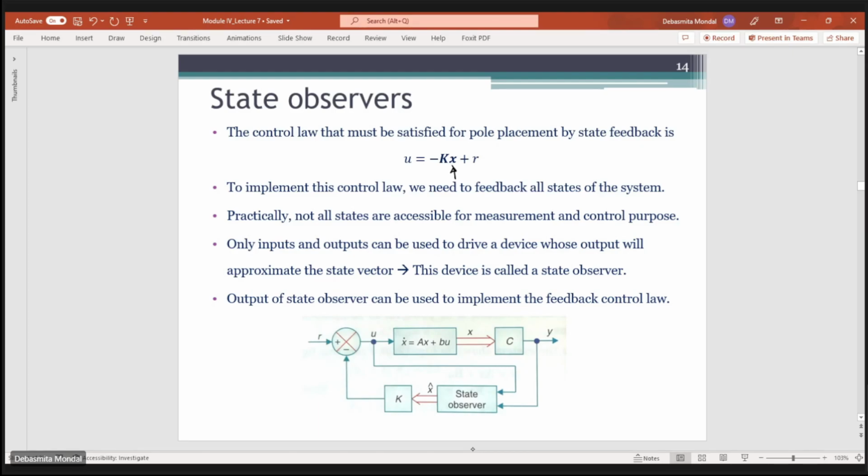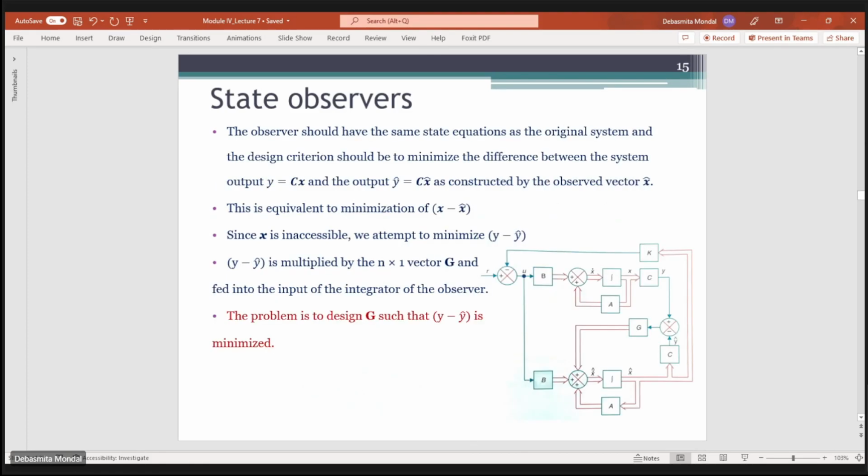We don't have information about the state variables, so we use the output of the system. Using the input and the output of the system, we will try to estimate the value of the state vector. The observer should have the same state equations as the original system, and the design criterion is that we should be able to minimize the difference between the system output, y = Cx, and the output y hat = C x hat.